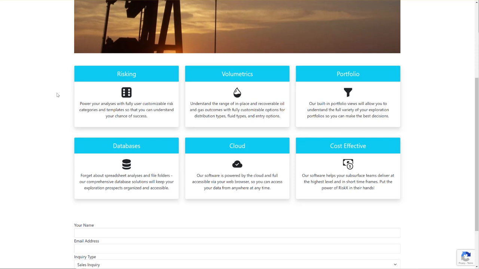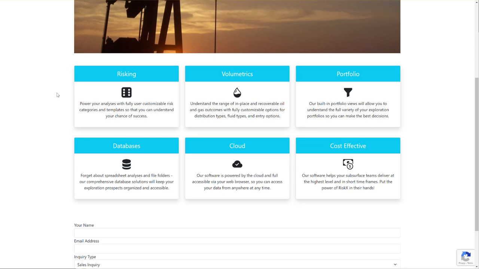The third area of value is once you've gone through and you've done the risking and volumetrics for a number of prospects, well, now you have a portfolio. And our portfolio tools are there to help you rapidly filter through your prospects and to help you understand the risk reward relationship. So you can go through and understand how you might go through and high grade that portfolio. It'll help you understand maybe where there's some common risk across your portfolio so you can go through and make better decisions, not at the well level, but at the company level, so you can allocate capital more efficiently.